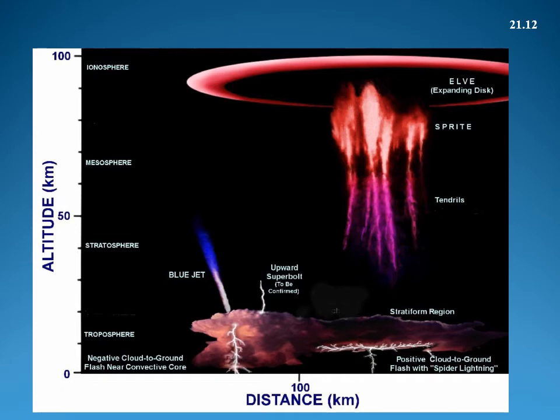So basically, sprites and elves are triggered by these cloud to ground positive polarity strokes in the anvil region, and so these things can develop above the anvil. And blue jets develop over the region where the most convection is occurring. You can see this, and this has been observed from space. It's actually easier to see them from space than it is from the ground.